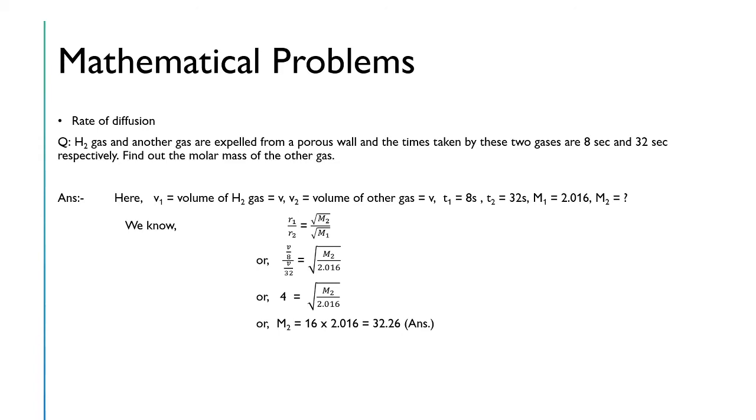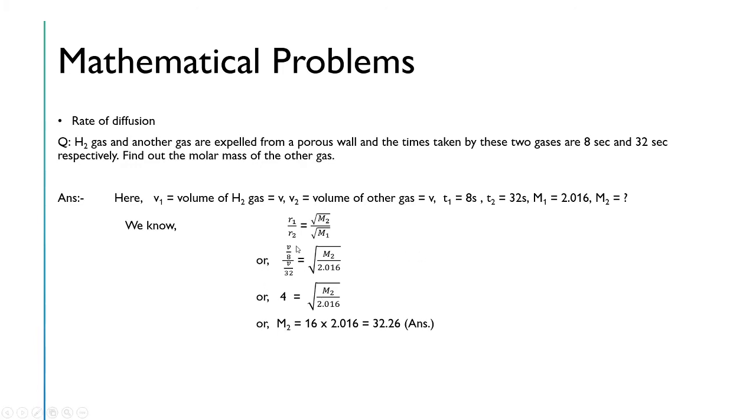So a mathematical problem of rate of diffusion. Hydrogen gas and another gas are expelled from a porous wall, and the times taken by the two gases are 8 seconds and 32 seconds. Then we have to find the molar mass of the other gas. So by using the equation R1 by R2 equals root over M2 by M1, we can easily obtain the molar mass of the other gas.